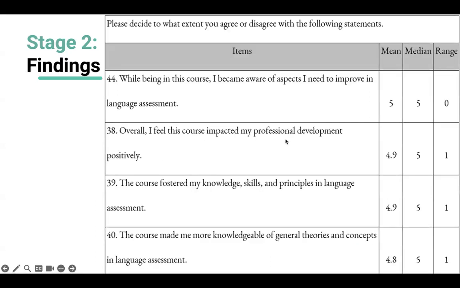And this is the quantitative data we collected on teachers, on the impact of the course on their professional development. So all the teachers agreed with this first statement. They said, yes, this is something I agree with. While being in this course, I became aware of aspects I need to improve in language assessment. All of them agreed with that.